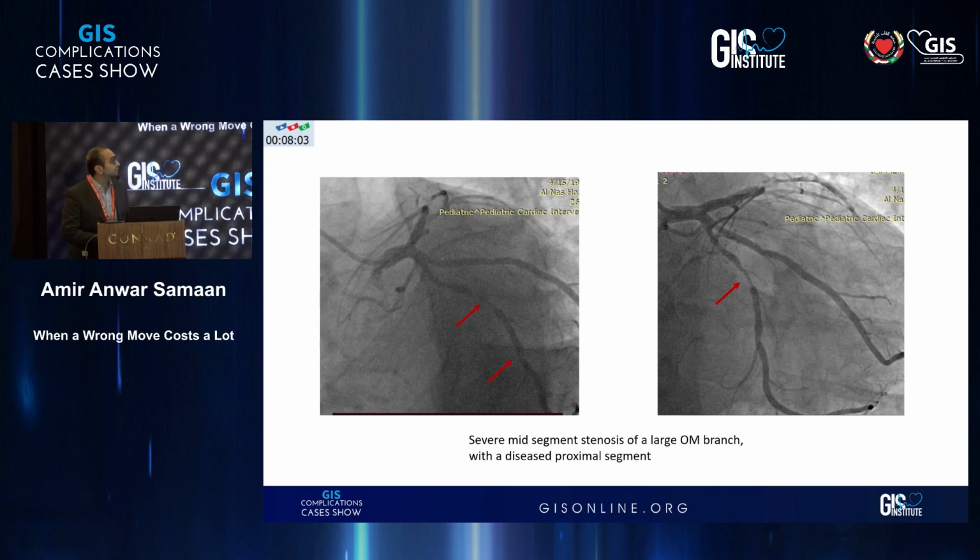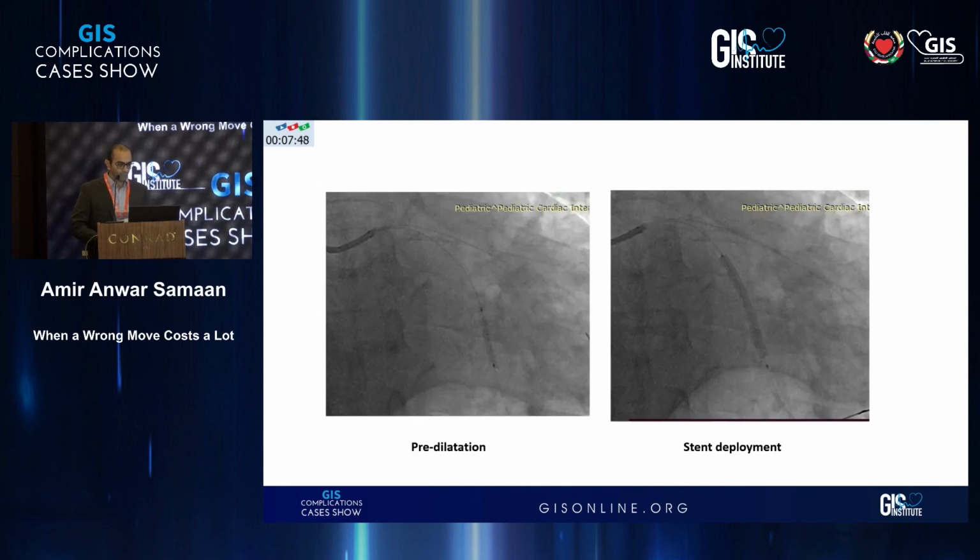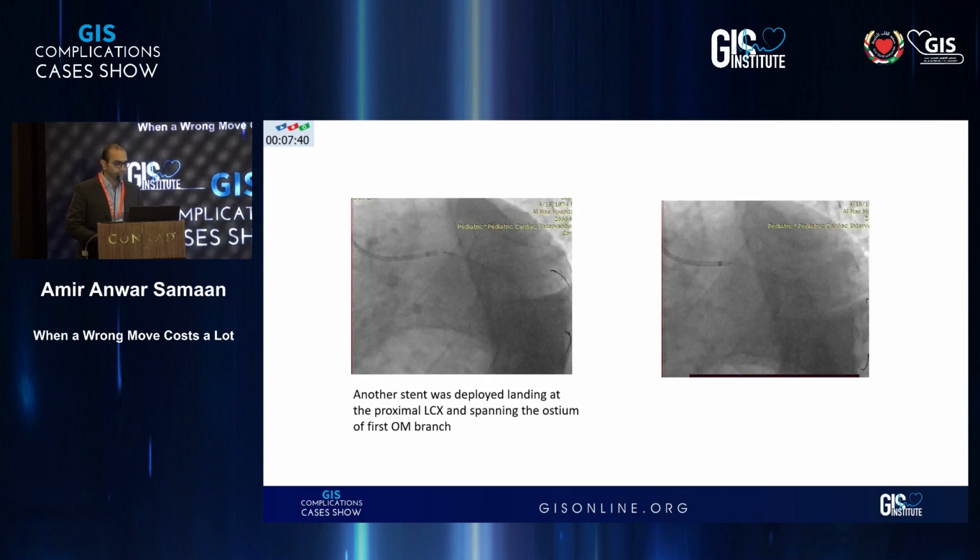So we had a plan to put 2 overlapping stents from this segment up to the paraosteal segment of the left circumflex, spanning this large high lateral branch. We did pre-dilatation, and then this was the first long stent deployed in the obtuse marginal branch. Following that, this was the next proximal stent.